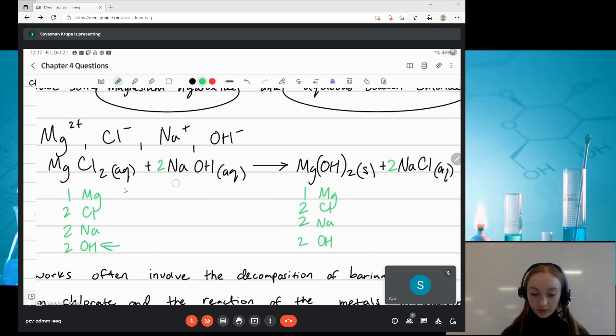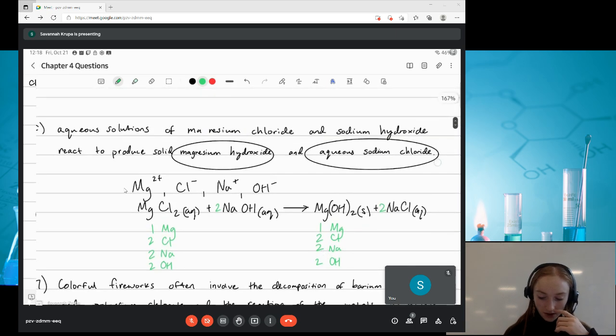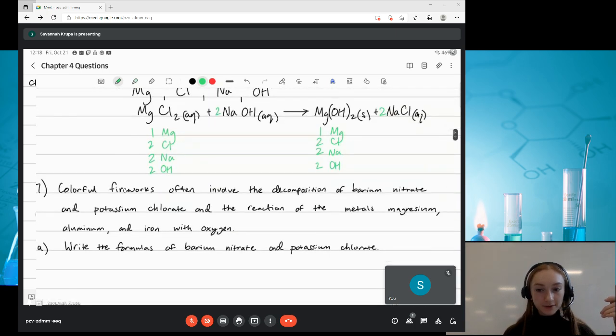So because we have an equal number of hydroxides, sodium, chlorine, and magnesium on both sides, this full reaction is balanced because of those coefficients that we put in front of the compounds. Okay, so we did 5C. Let's move on to 7.